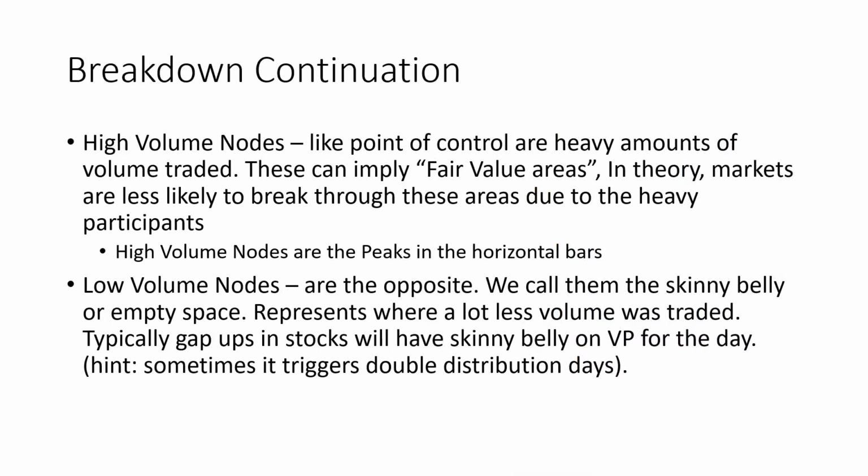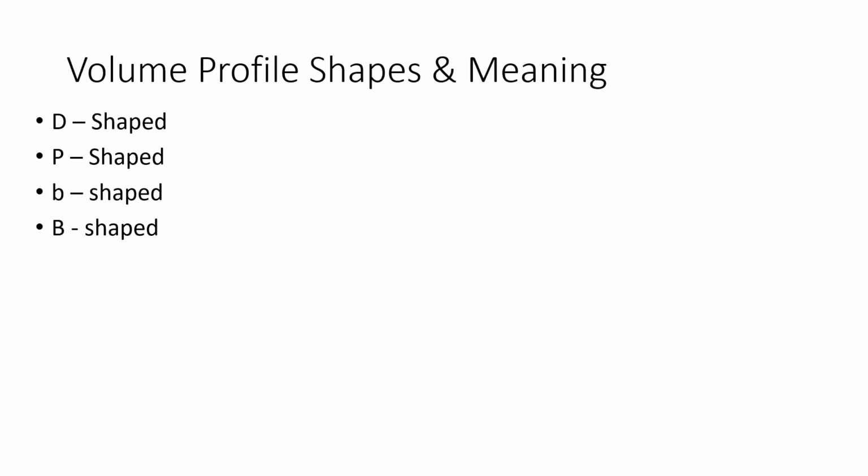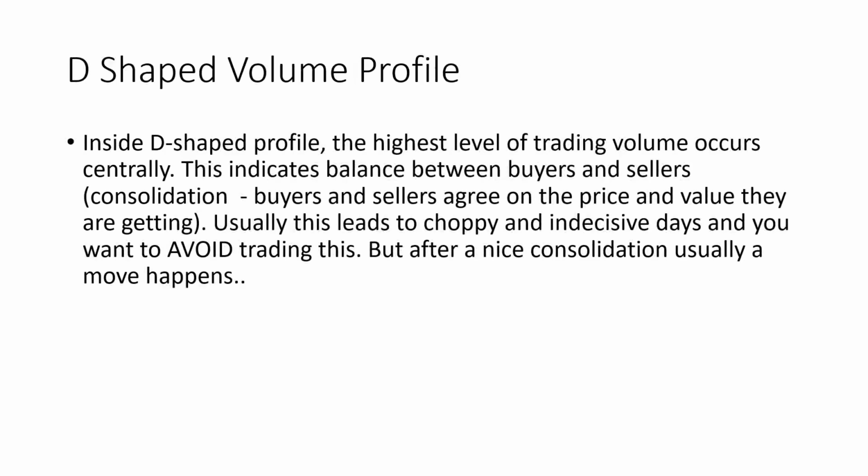Okay, so this is where we mentioned the high volume nodes and the low volume nodes. So we kind of covered it there. And then we covered the volume profile shapes and the meaning. So you have the D shape, uppercase B, P, and the double distribution, which is your B shape here. Inside, if it's D shaped, this is basically your inside day.